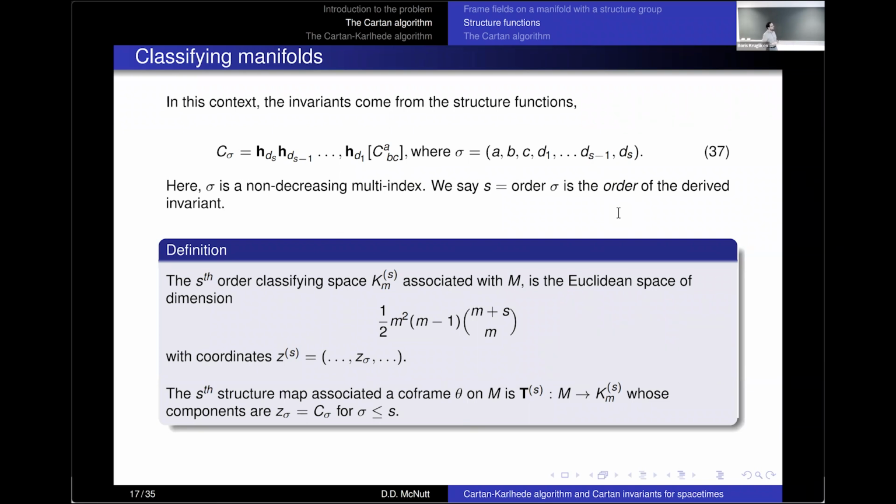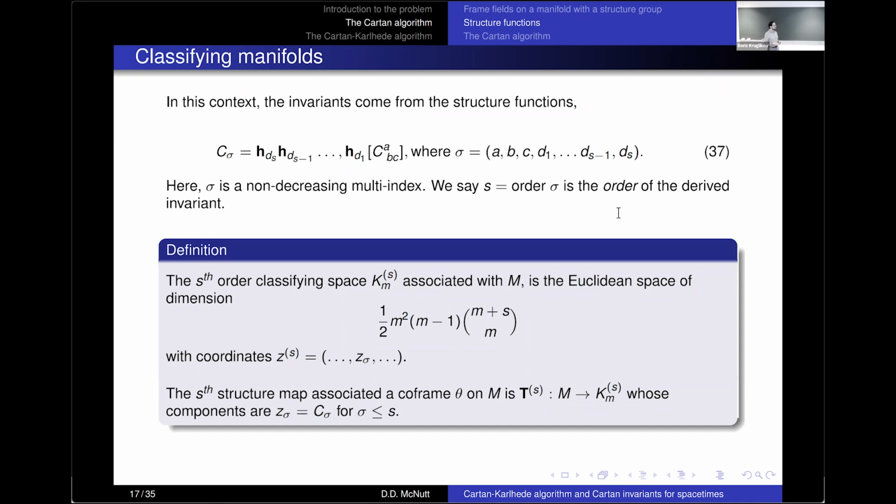I can write any derived invariant here, C sigma, as just S derivatives here, where sigma is a non-decreasing multi-index. So we say S here is counting the order of sigma. So it's the order of the derived invariant. And now we can talk about classifying spaces. So for example, the S order classifying space associated with the manifold is the Euclidean space of this dimension, which I won't say. And the coordinates are in terms of Z, where we're coordinatizing with our multi-indices.